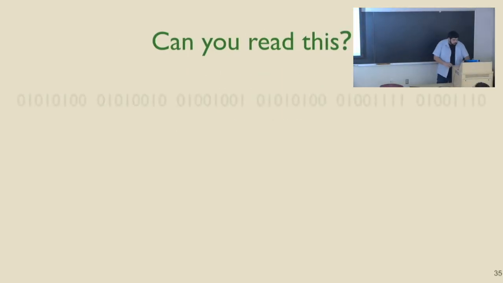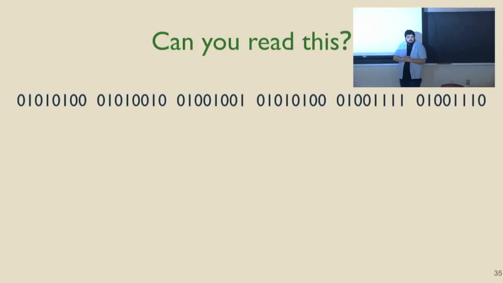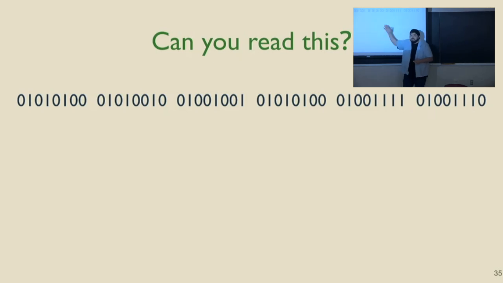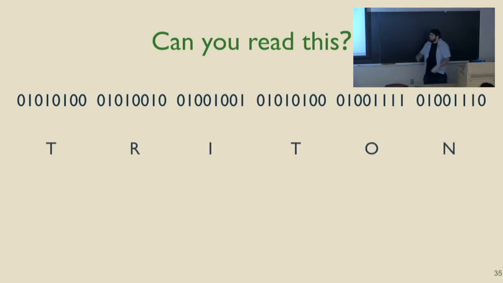can read this. Who can understand this? No? Just kidding. Basically, this is what a computer will read, and this is what a computer can understand. When a computer sees "all is well," it won't understand what that is. But this spells out Triton, right?